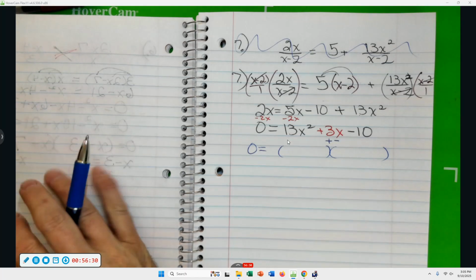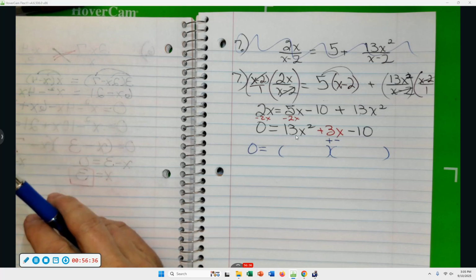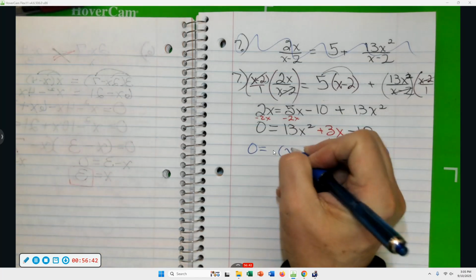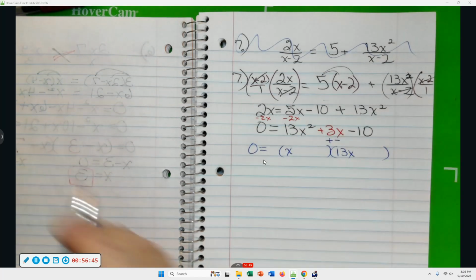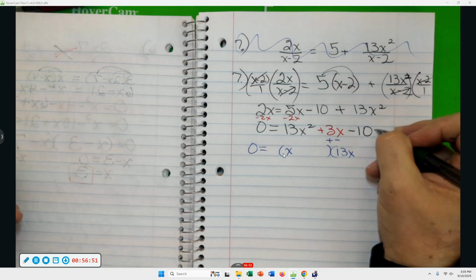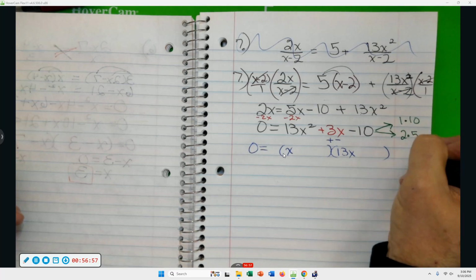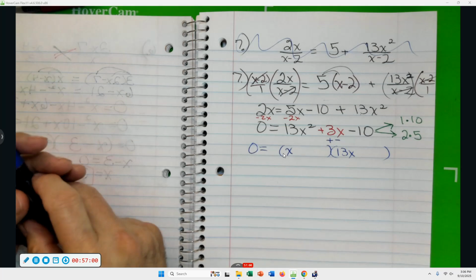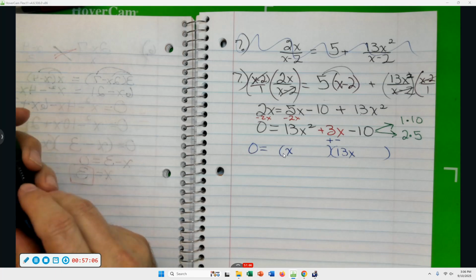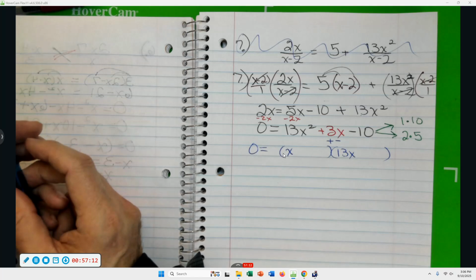13, well, that's sort of a large coefficient, but there's only one pair of positive integers that'll multiply together to give you 13. What is it? 1 and 13. So we have a 1x times a 13x. Now for 10, there are 2 possibilities for 10. 1 times 10 or 2 times 5. Playing it out in your head, which one do you want to use? Most of the time I'd say go to the pair that's closest together, the 2 and the 5, but is that going to do it?